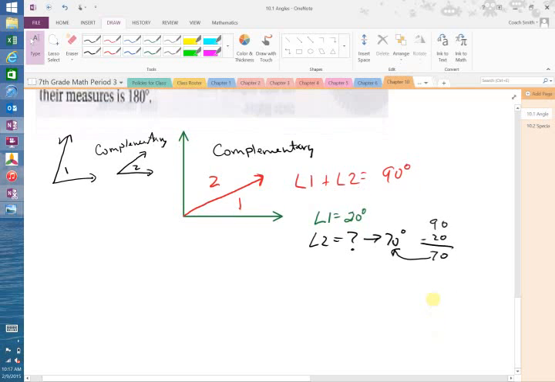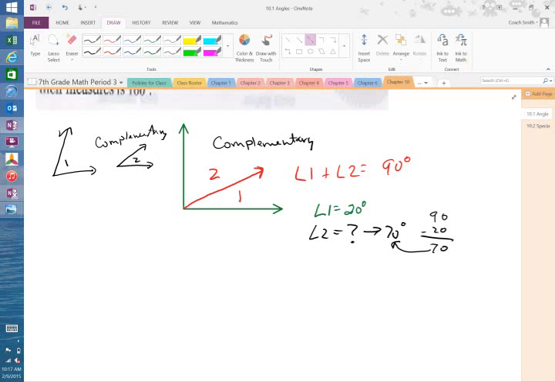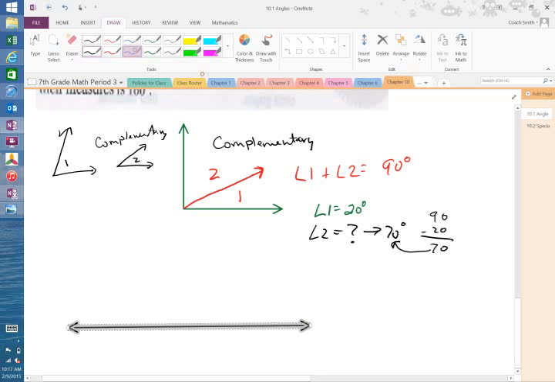Now, in a supplementary, what you're usually going to find is something like we just drew a while ago, where we have the straight line, and then a line that intersects it, like so, and that gives us two different angles, angle 1 and angle 2. But we already know, because it's a straight line, that angle 1 plus angle 2 must equal 180 degrees.